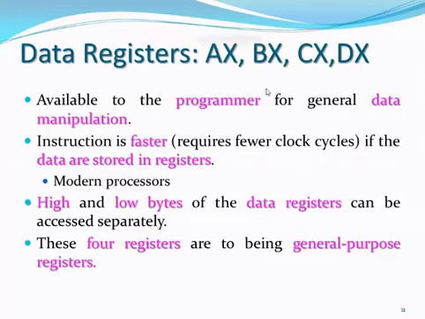You can access only a portion of the register, like the lower byte of the accumulator register or the higher byte of the base register or the data register, separately, by writing the instruction or by writing the assembly code. And these 4 registers, as I already mentioned, you are considering as general purpose registers.